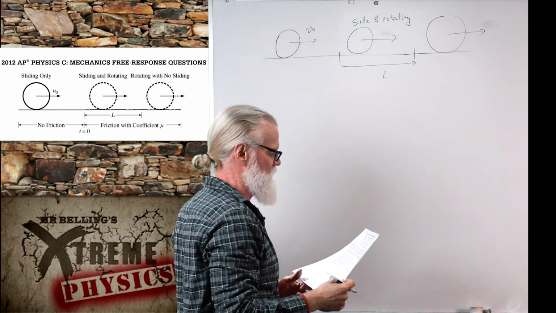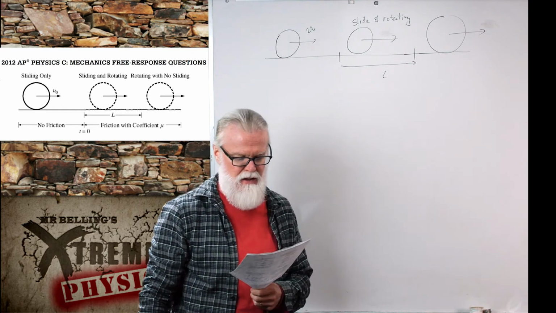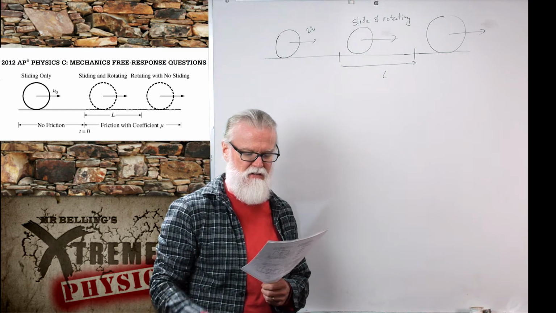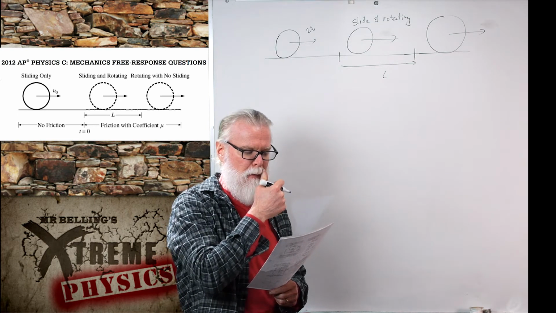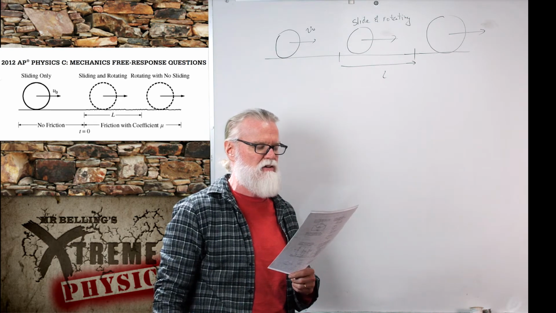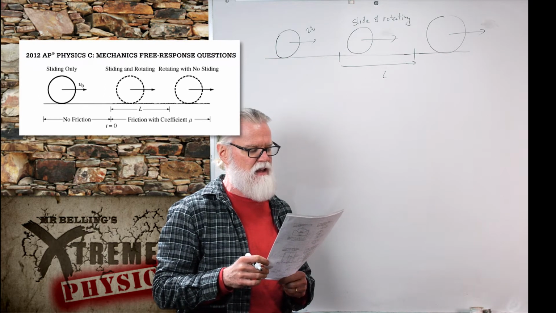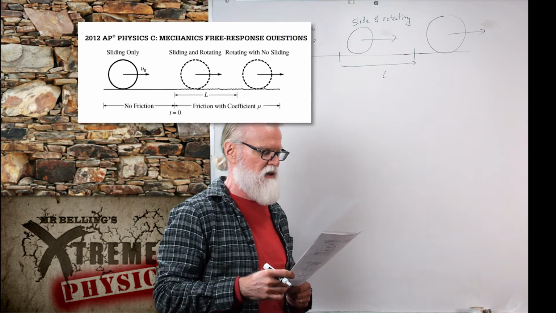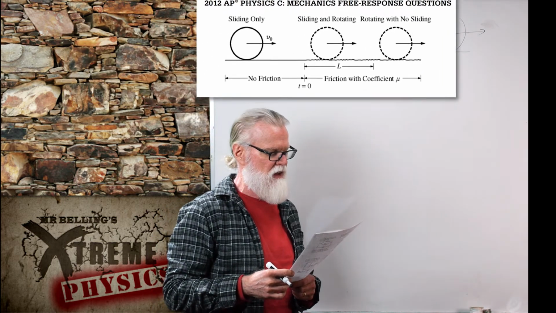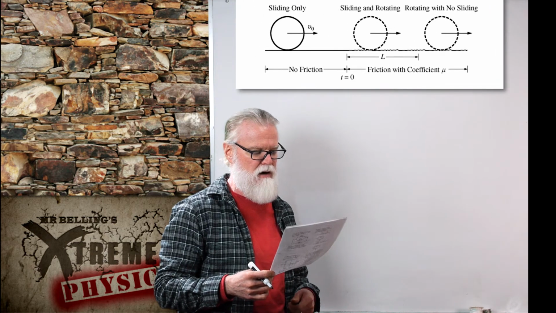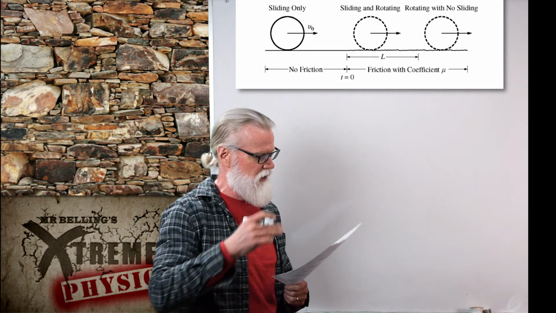A ring of mass M and radius R, of rotational inertia MR squared, is initially sliding on a frictionless surface at a constant velocity v0 to the right as shown above. At time t equals 0, it encounters a surface with a coefficient of friction of mu and begins sliding and rotating. After traveling distance L, the ring begins rolling without sliding. Express all answers in terms of m, r, v0, mu, and fundamental constants as appropriate.